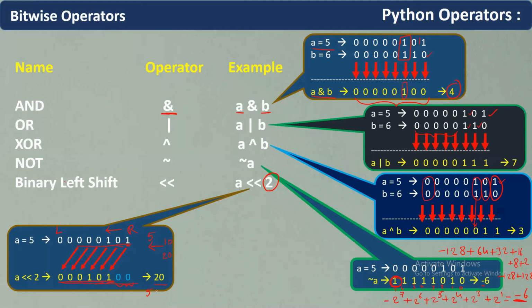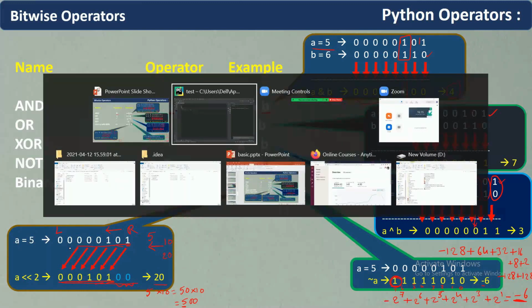5, if you multiply with 10, what will happen? 50. If you multiply with again 10, what will happen? 500. So 5 you shifted 2 positions left side, right? In decimal I am saying now. So same thing in binary also. So you are doubling the value if you are shifting the bits to the left side actually. So that is what you can observe here also.